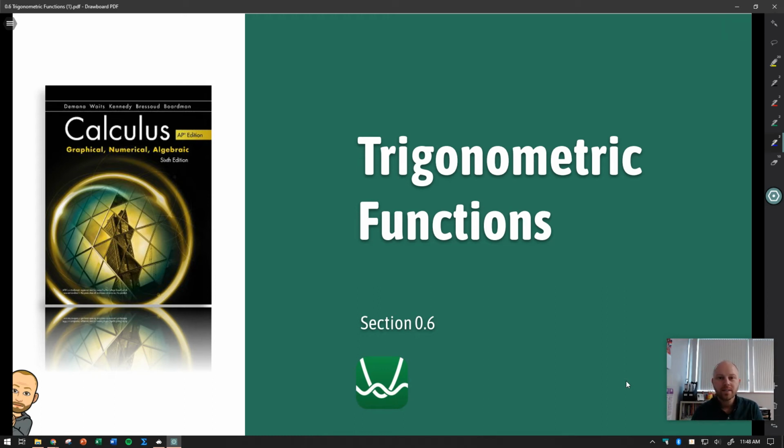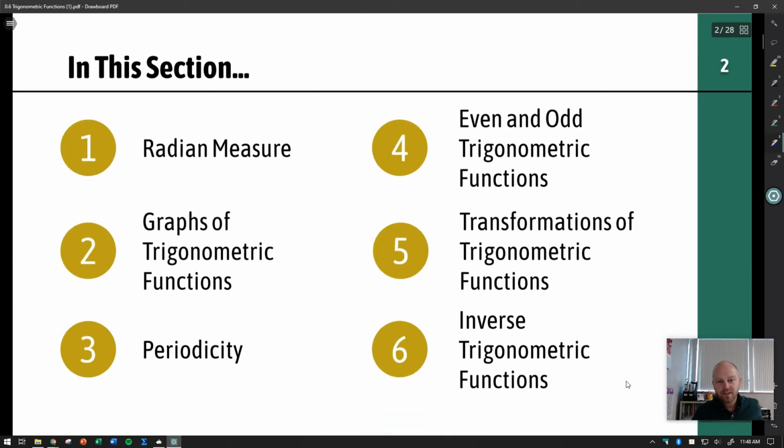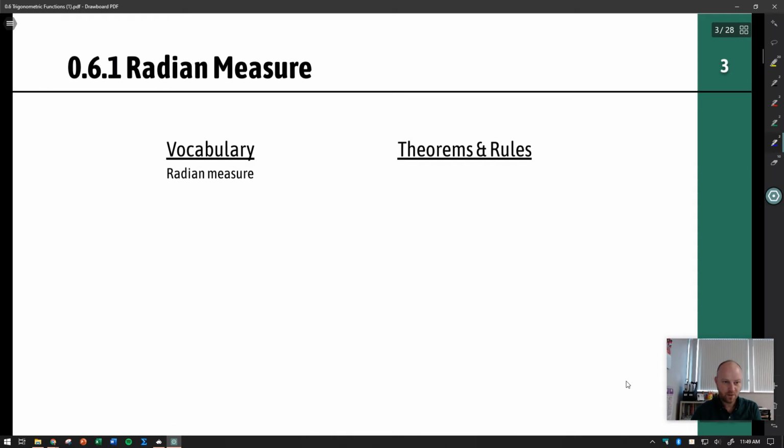Hi everybody, let's get started with section 0.6. It's about trigonometric functions. In this set of videos, we're going to learn about radian measure, about graphs of trigonometric functions, about periodicity, about the even and oddness of trigonometric functions, about the transformations of trigonometric functions, and then finally about inverse trig functions. So we get started in this video with radian measure.